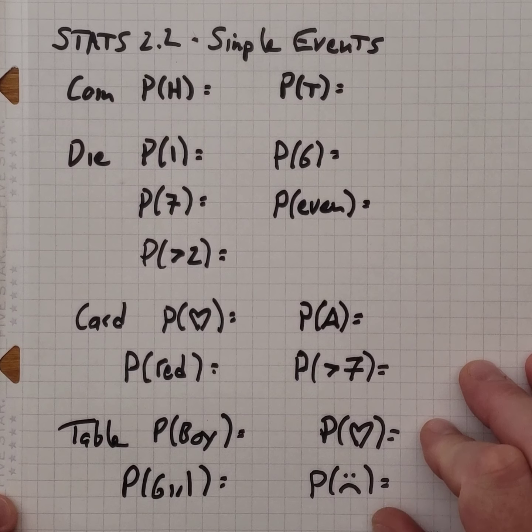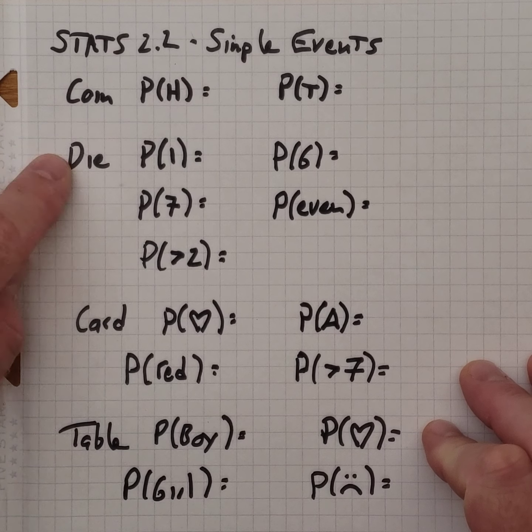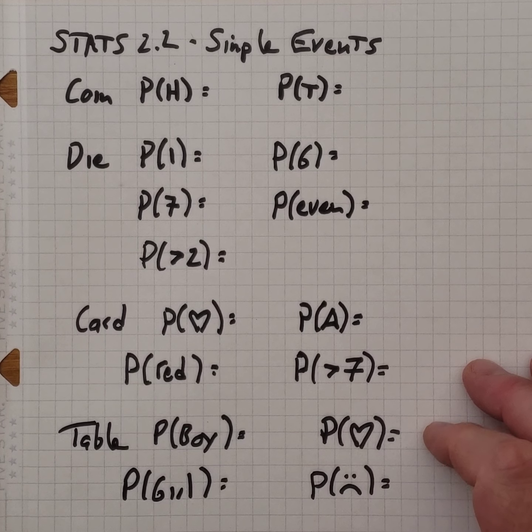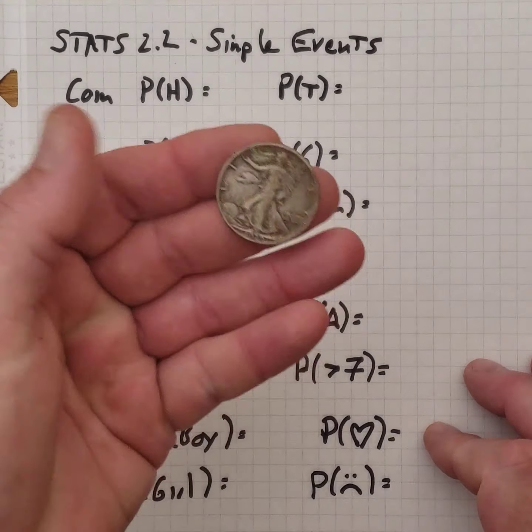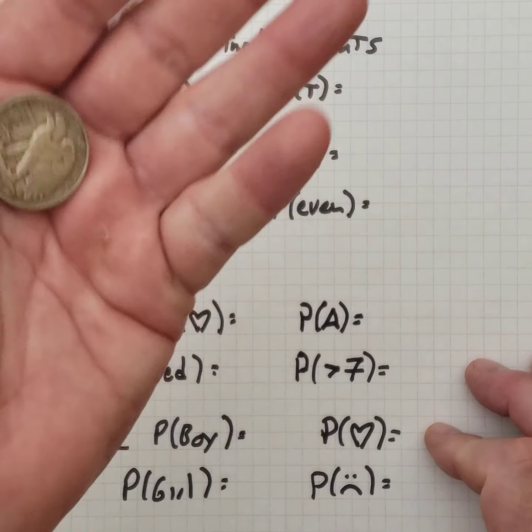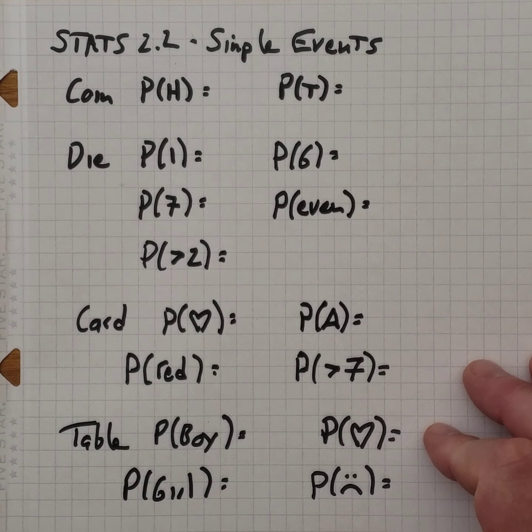Let's look at some simple probabilities dealing with coins, dice, cards, and tables. And I mean real simple for purposes here. First thing, coin. You understand the anatomy of a coin. One side is heads, the other side is tails. You flip it, you're going to get one of those two things.